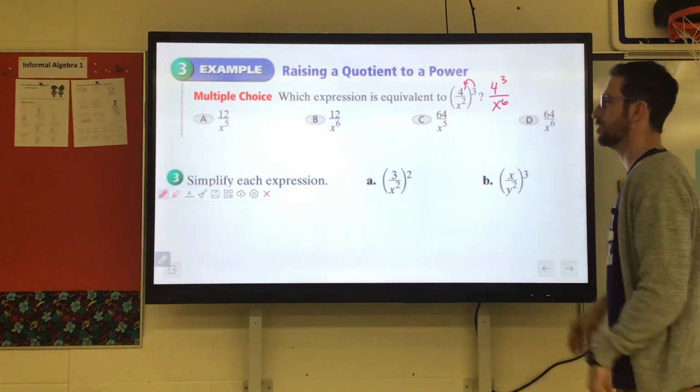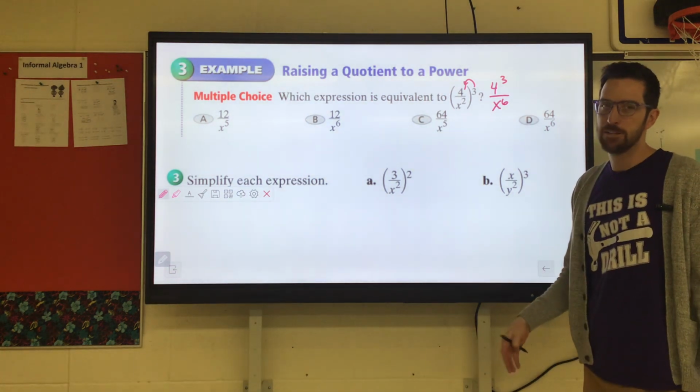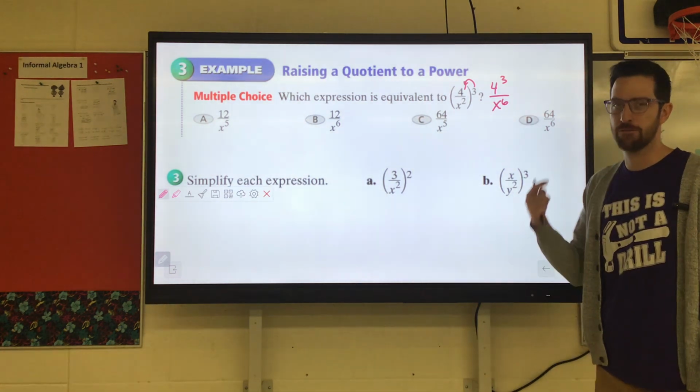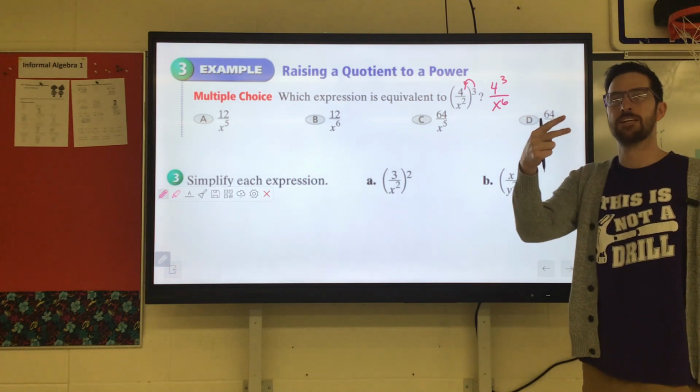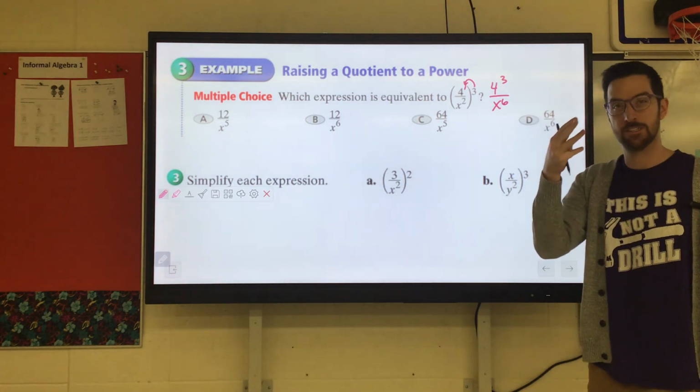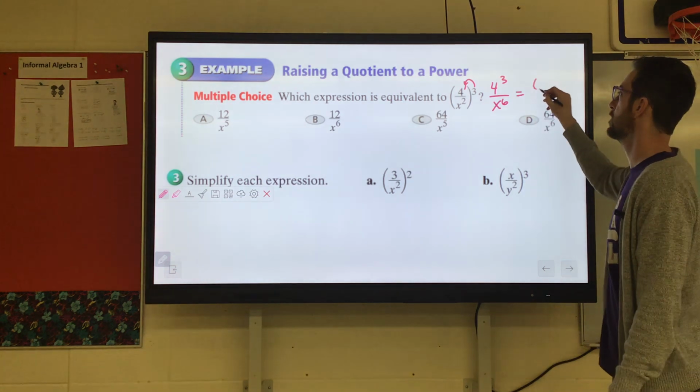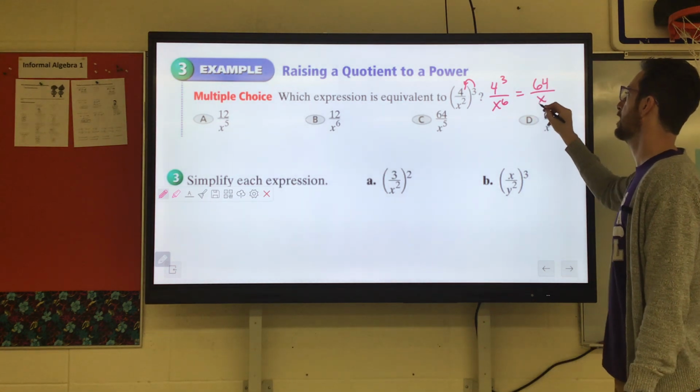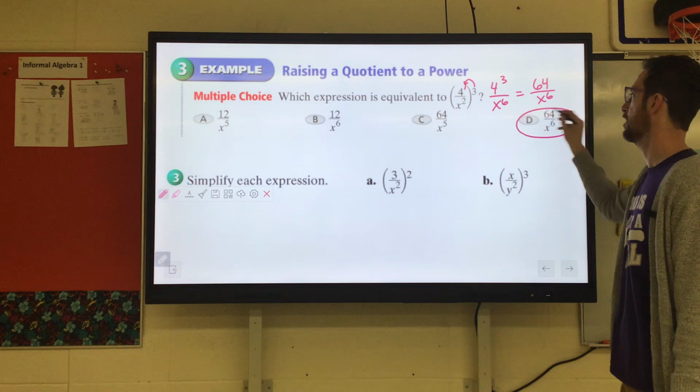Now none of these options say that, so we need to figure out what is 4 to the third. Well, 4 squared, 4 times 4 is 16, times another 4 is 64. So we're looking for 64 over x to the 6th. There it is.